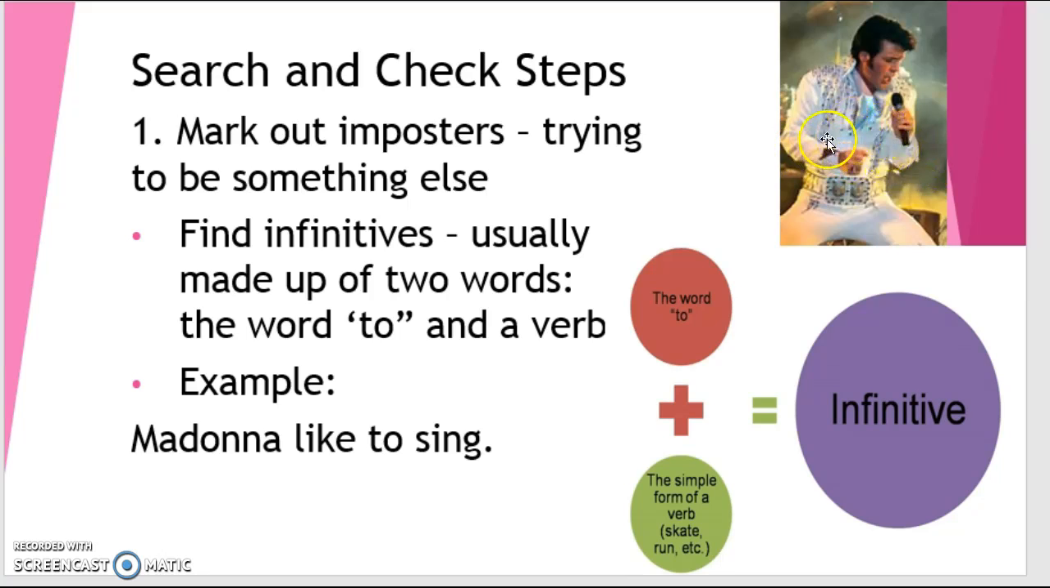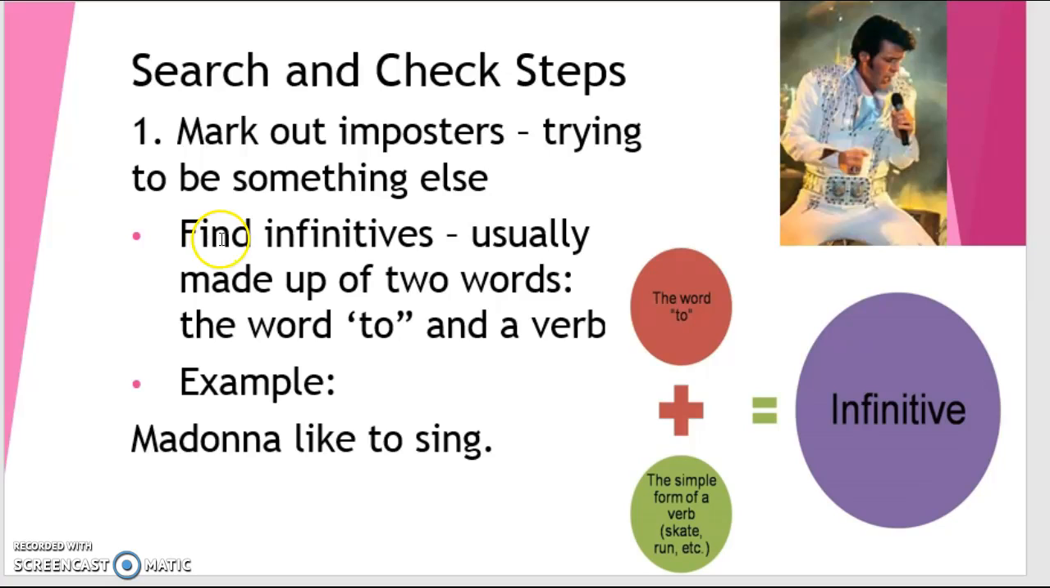And if you look on the right here, I have a picture of Elvis. Hopefully you know who Elvis is. Otherwise, ask your parents or your grandparents about that. But this is not a picture of Elvis. It's actually an imposter. It is someone who does musical gigs as him, dressed as him, but is obviously not him. So an imposter is someone who's trying to be something else. And the Elvis imposter here is a perfect example of that.